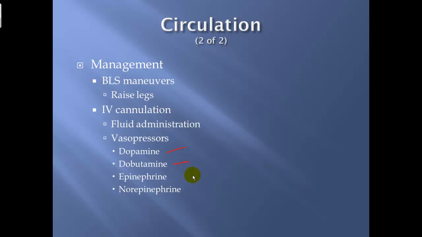Dobutamine. These individuals have normal tension, normal blood pressure with pulmonary edema. This medicine right here increases contractile force strength and has little effect on the heart rate. Epinephrine, high beta response and a little bit of alpha, works great for anaphylaxis because it opens up our lungs and it gives us an alpha response in one medication. Norepinephrine is primarily an alpha drug.